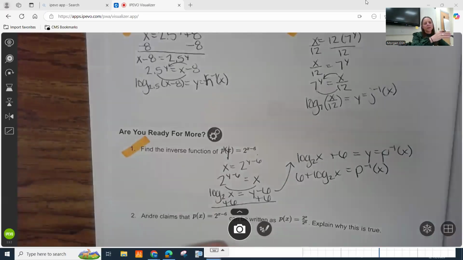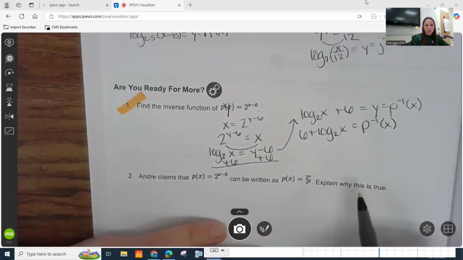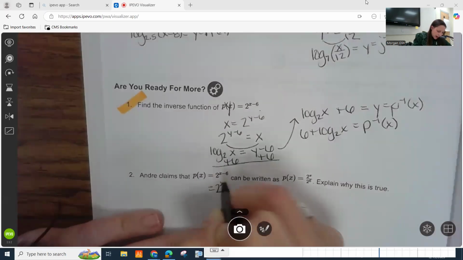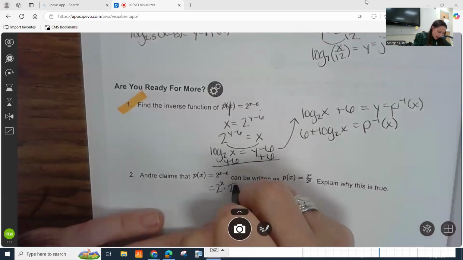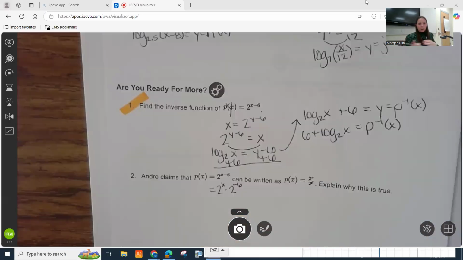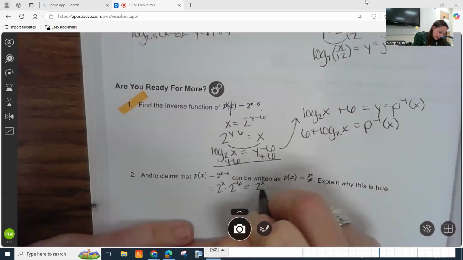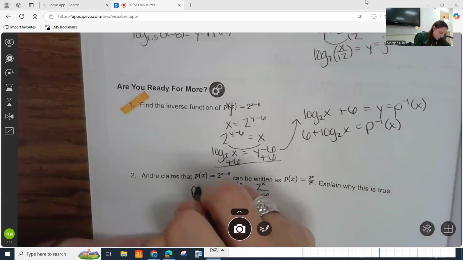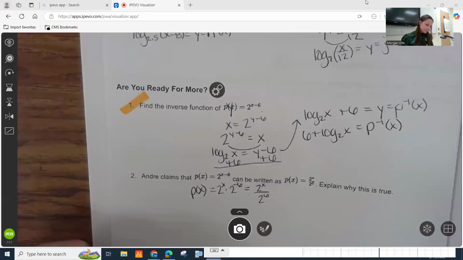All right, now there is a question down here, number 2. Andre claims that this can be written like this. Explain why this is true. This is a little more advanced, but if you remember anything about exponentials, 2 to the x times, here, if you ever have this, remember our exponents were added together. So here, I can take them apart and say 2 to the negative 6. And if you remember anything about negative exponents, that negative 6 could actually go down low and make 2 to the 6. So this is a little bit of an extension, if you remember properties of exponents like that.